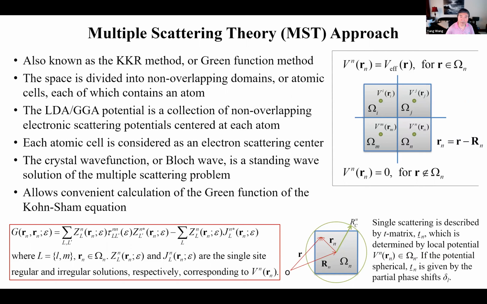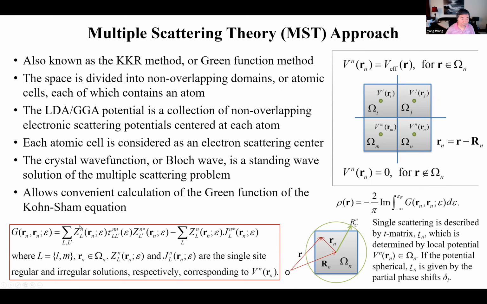Another thing I want to mention is that the Bloch wave solutions happen to be the poles of this tau matrix. Obviously tau is a matrix, and the matrix index is L. L is little l and m. We know from quantum mechanics, little l is the angular momentum quantum number and m is the magnetic quantum number. That's all written in atomic physics. So this is basically what this is all about.